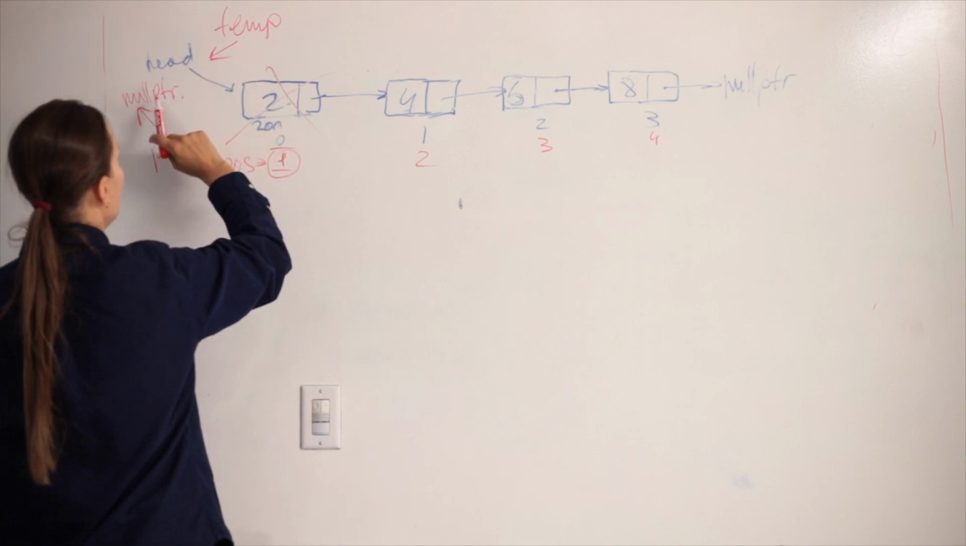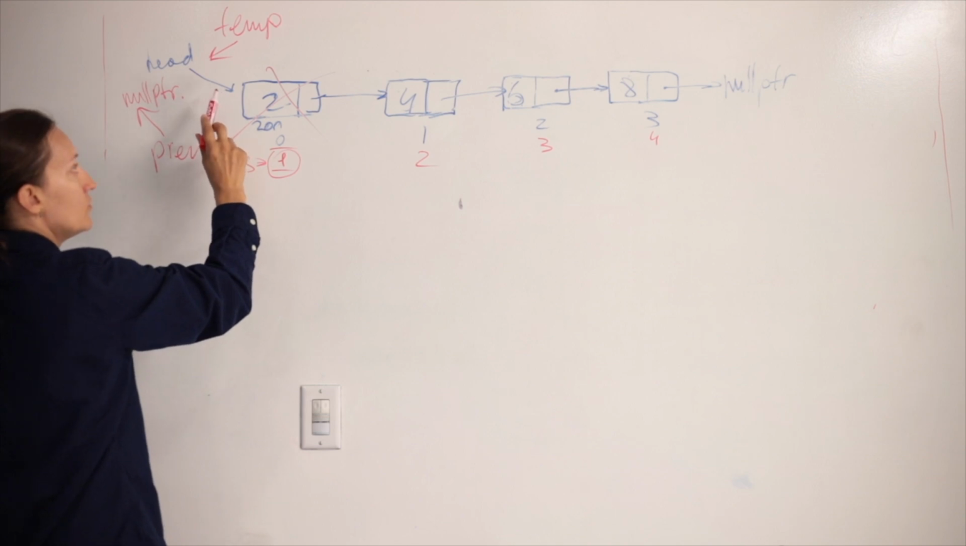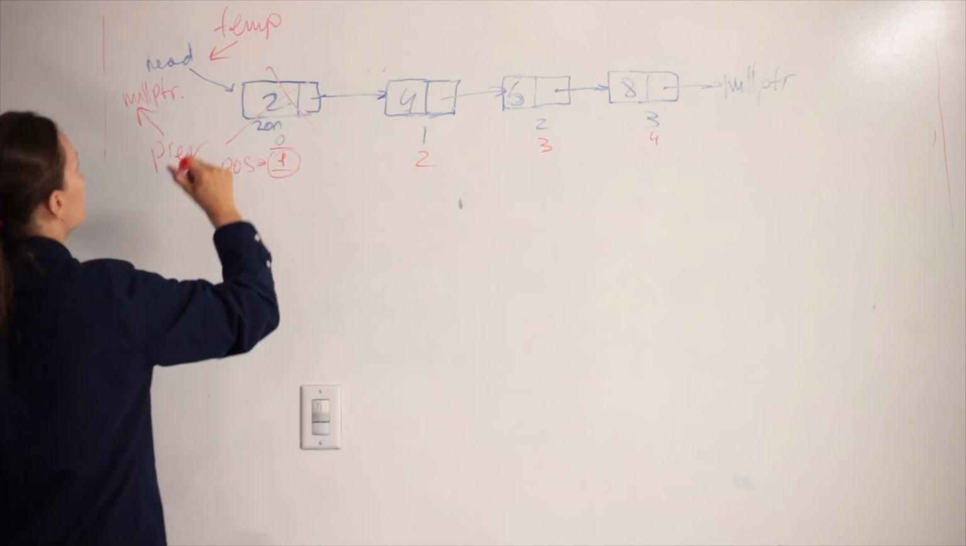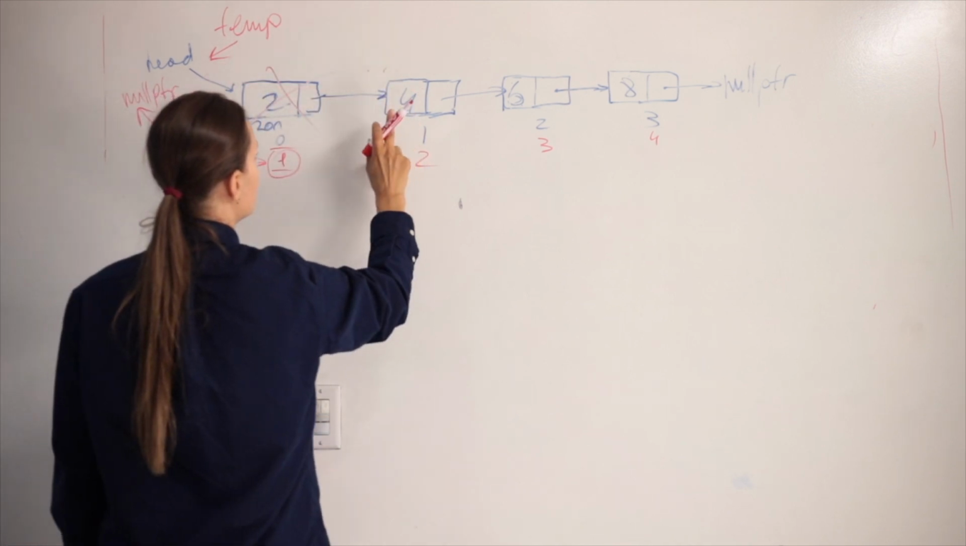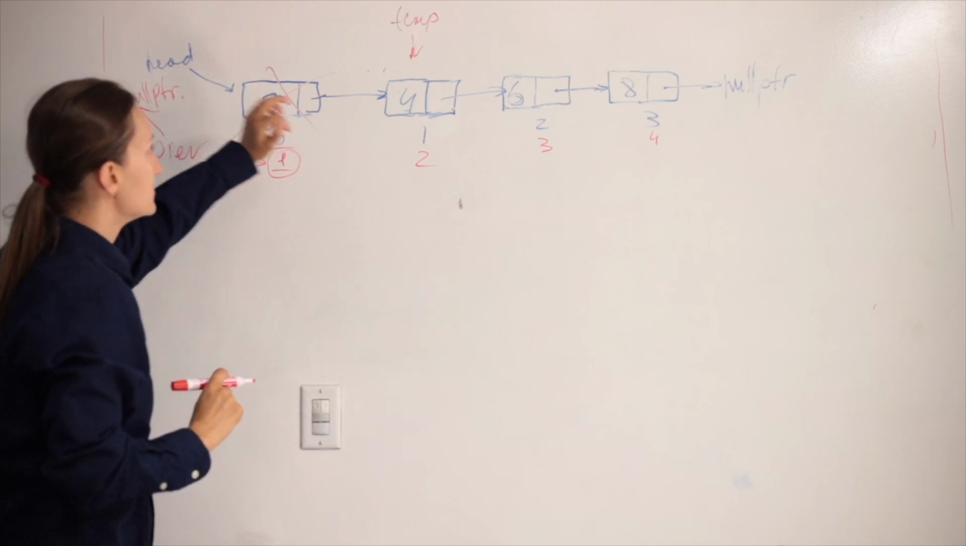We have to move our two pointers forward, and we will want to make our second node the new head. So we will need our temporary pointer to move to the next node, and we have to move our head to the next node.